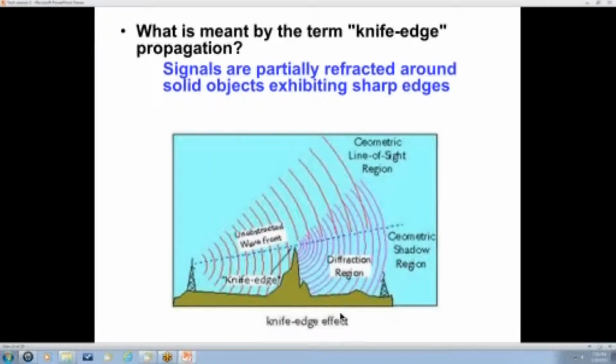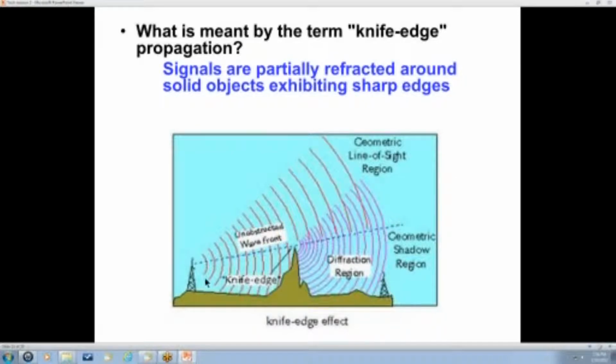What is meant by the term knife edge propagation? And I found this graphic today and stuck it in here. I used to try to draw this on the chalkboard, and this is much better. Signals are partially refracted around solid objects exhibiting sharp edges.